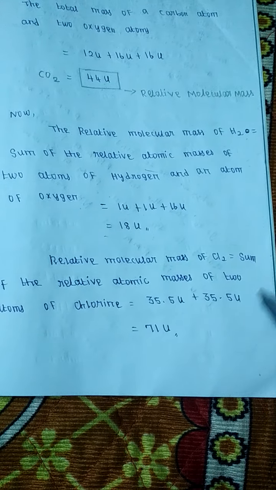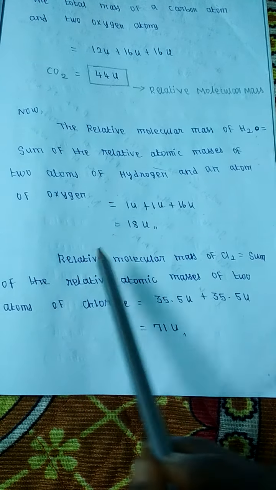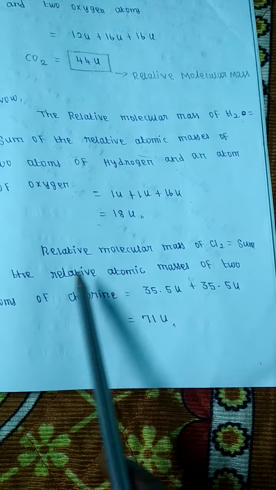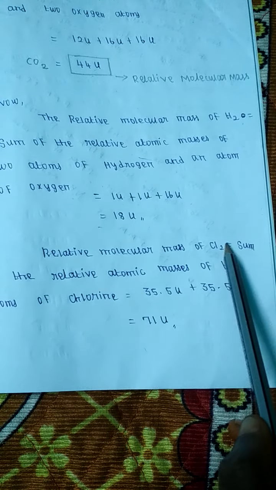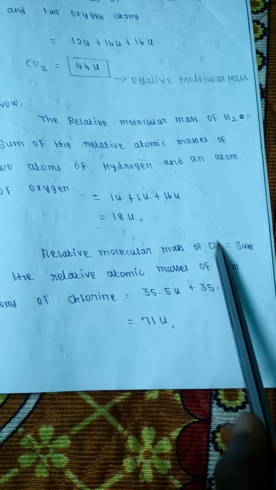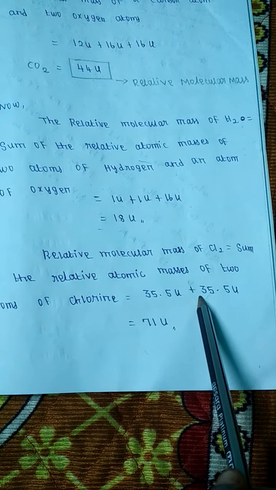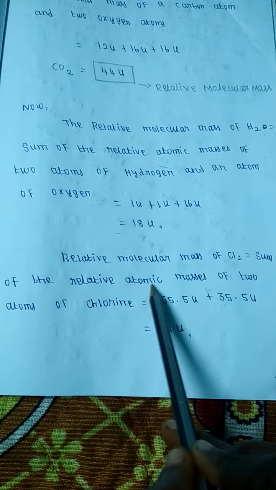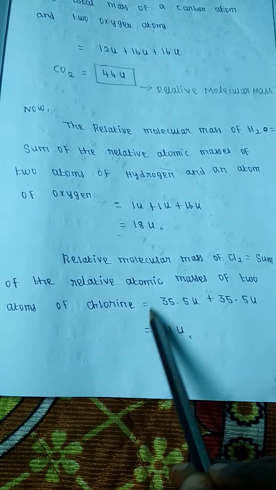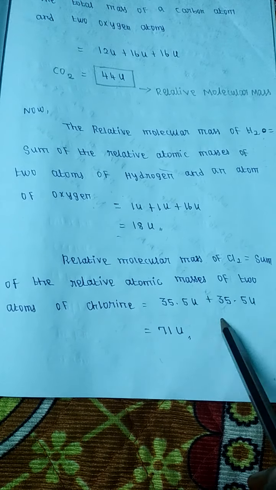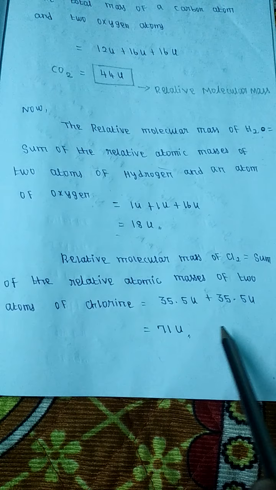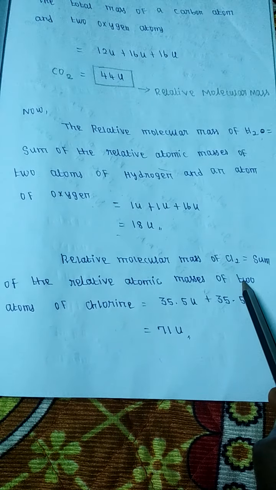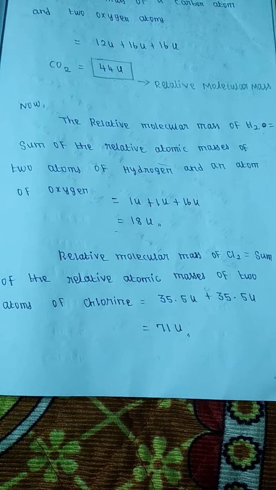Next, in the same way you will find the relative molecular mass of the chlorine molecule. Okay, the chlorine molecule also has 2 atoms of chlorine, each with a relative atomic mass of 35.5u. That is the sum of the relative atomic masses of 2 atoms of chlorine, equal to 35.5u plus 35.5u. So you find the value is 71u. The relative molecular mass of the chlorine molecule is 71u.